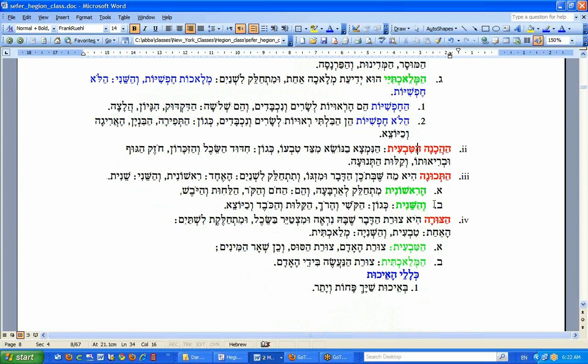Now he talks about tichuna. Hu ma shebetochan hadava umizugo. It's the tochan hadava umizugo. What is a tochan hadava umizugo? Let him describe the internal quality of an object. It's mezu. What does that mean? This is, we'll see.